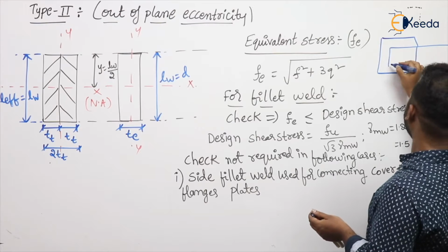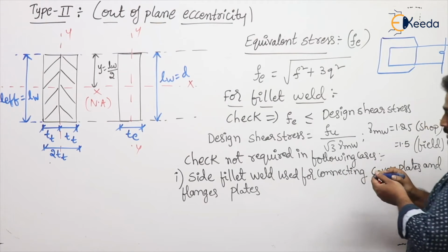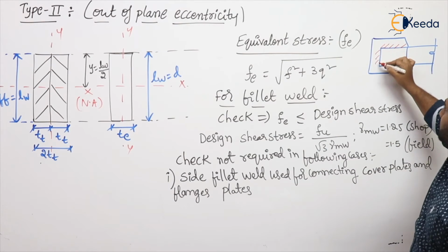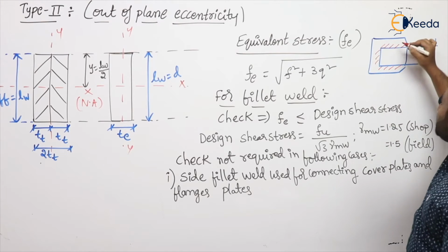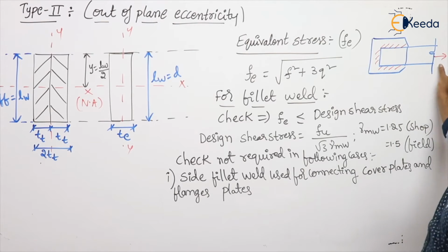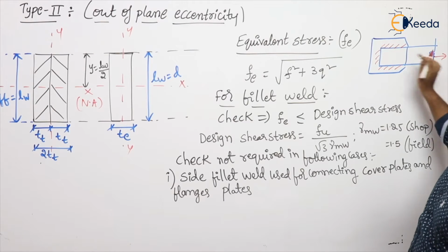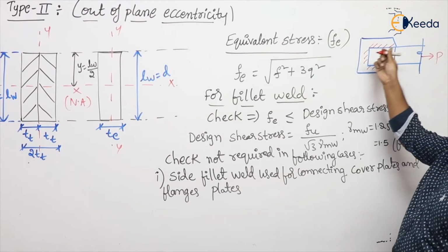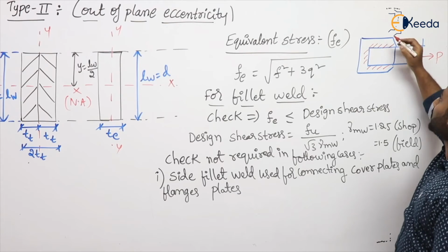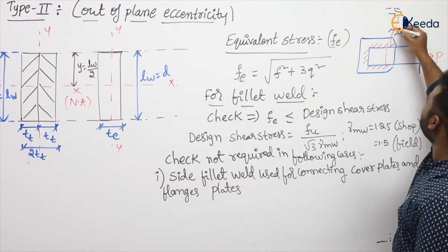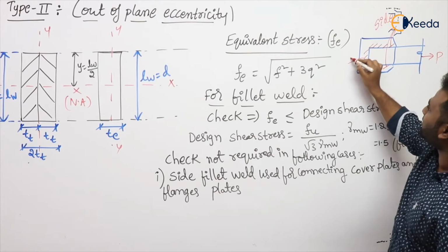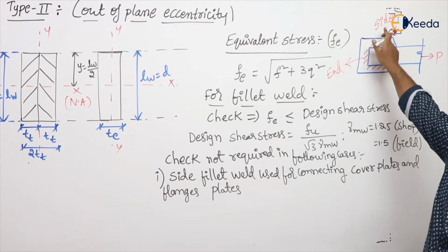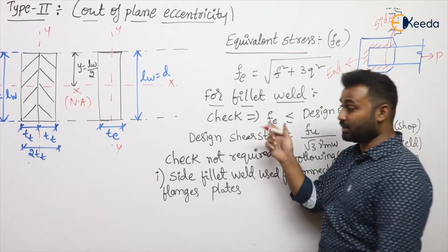Now to this gusset plate, one member is connected. This member is connected to the gusset plate by making the fillet weld. This is how the welding is done, right? Now this is the direction of the load or direction of the force. If the length of the welding is in the longitudinal direction, parallel to the direction of the force, then they are called side fillet welds. It means these two are called side fillet welds, and this is called the end fillet weld. That is the meaning of side fillet weld. So if this side fillet weld is used to connect cover plates and flange plates, then the above check is not required.